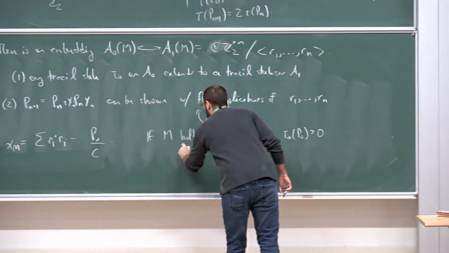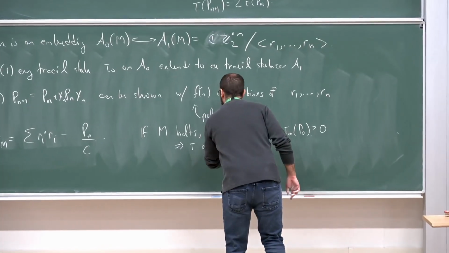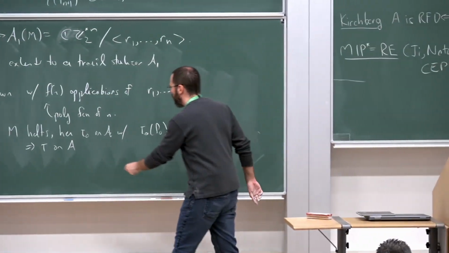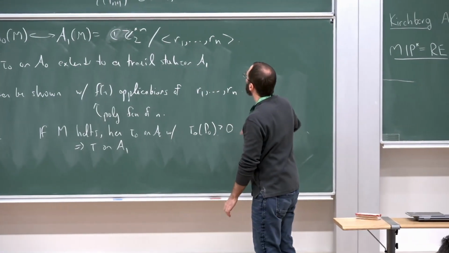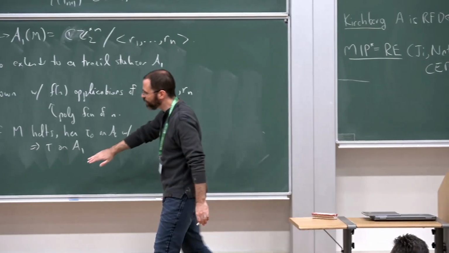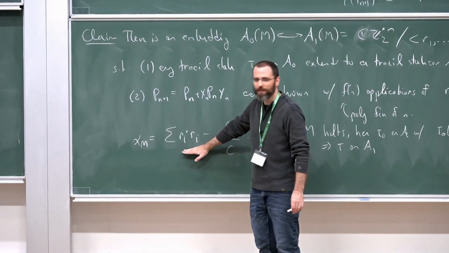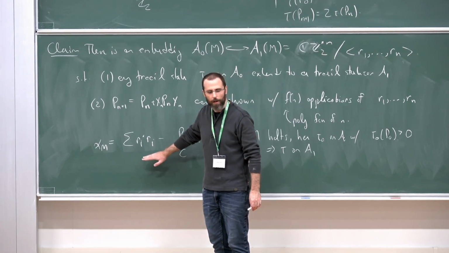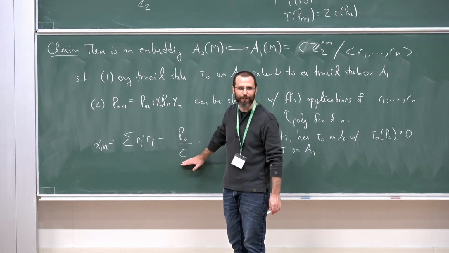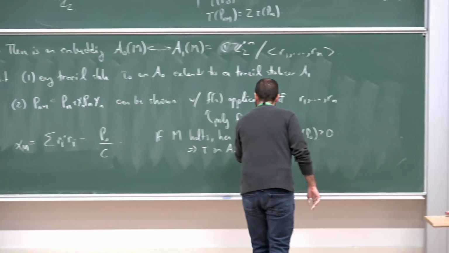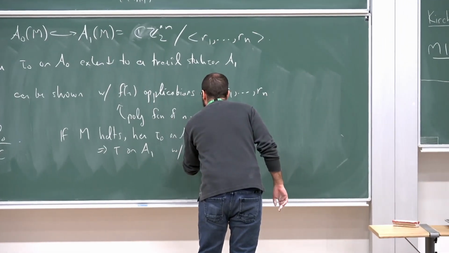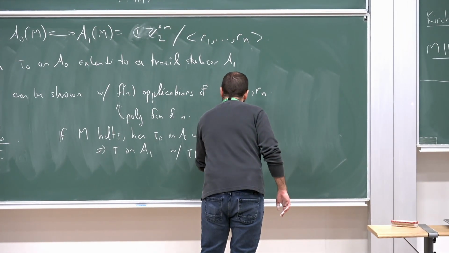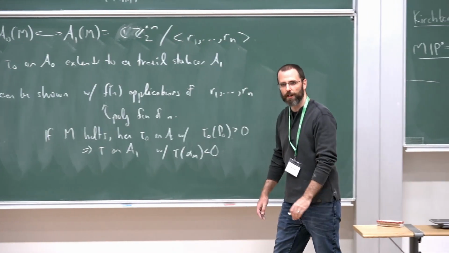So this implies tau on A_1. Tau is a state on A_1, which has these relations. So tau of this part is 0. Tau is going to vanish on all the R_i's when we pull it back to the free algebra. But it's positive on this part, and we subtracted that part. So what we get is that tau of alpha_m is less than 0. Okay? That's the easy direction.